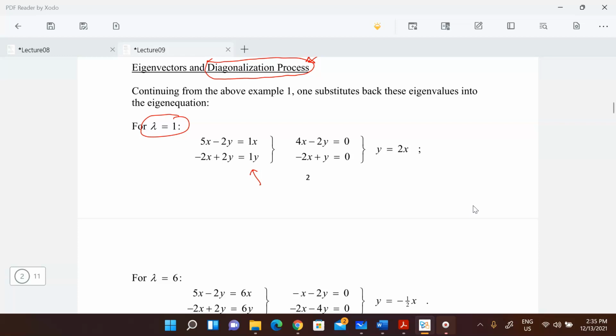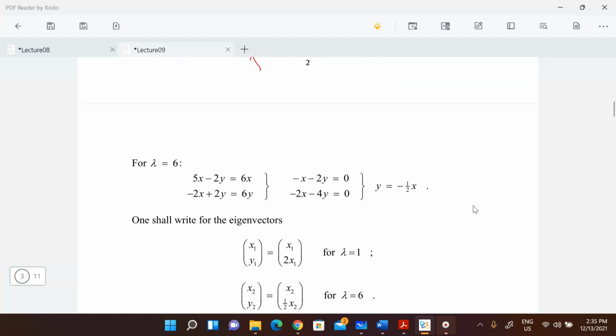The two equations over here come from substituting lambda equals to 1 here, and then simplifying it. You simplify it, and essentially you get a particular relationship between y and x, and that gives you a line. So this is the line y equals to 2x for lambda equals to 1, and then you do the same thing for lambda equals to 6. You have the two eigenvalues just now, and then you simplify it, and then you get another line which is y equals to minus half x.